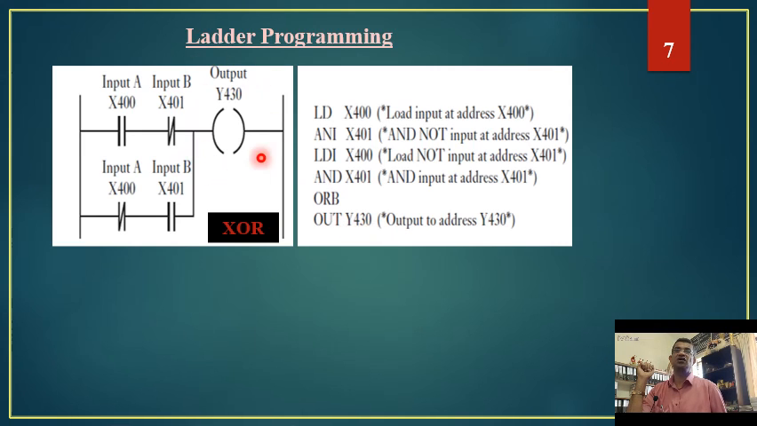So this is the output that we are talking about. First these two lines take care of this particular branch, the second two lines take care of the second branch, that is these two switches, and this particular line tells us very clearly that these two branches are connected in parallel to each other. And finally the last line stands for the output, which is connected at Y430.